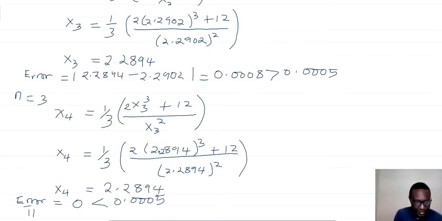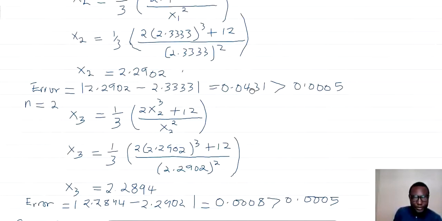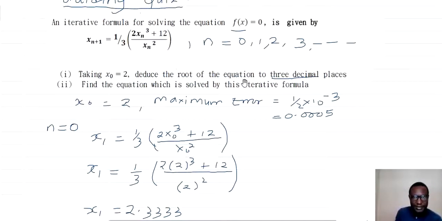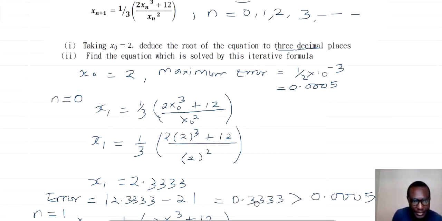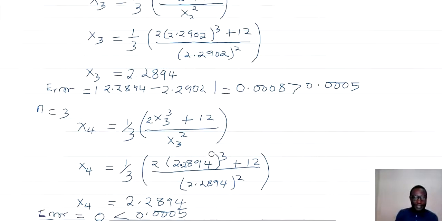So therefore the root is, we now write this to 3 decimal places because that is what the question required of us here. So let's do the needful there. Therefore the root of the equation is 2.289 to 3 decimal places. So this is where we stop for this part A.